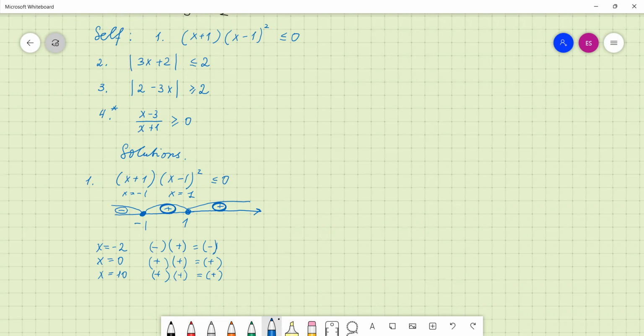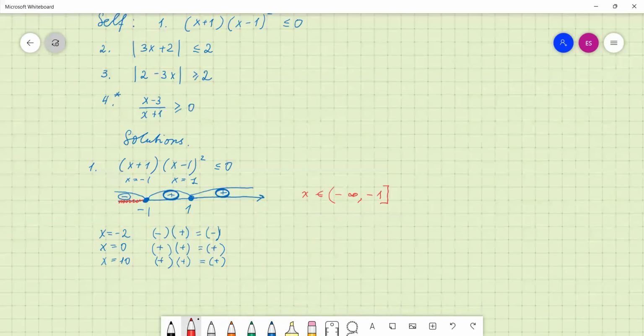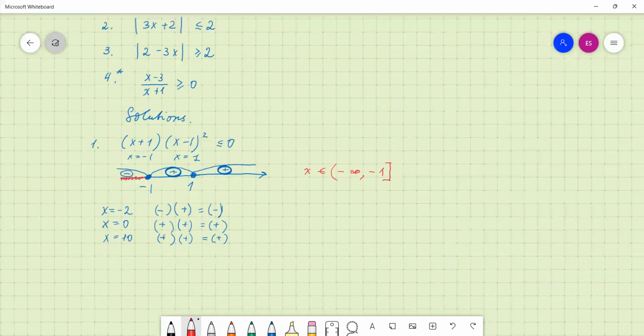Now, the inequality was asking me to pick intervals where it's less than 0. Less than 0 means minus. The only interval which satisfies this condition is from negative infinity to minus 1. So I'm going to write down x belongs to the interval from negative infinity to negative 1. And that's my solution. And I'm going to move to my second inequality.